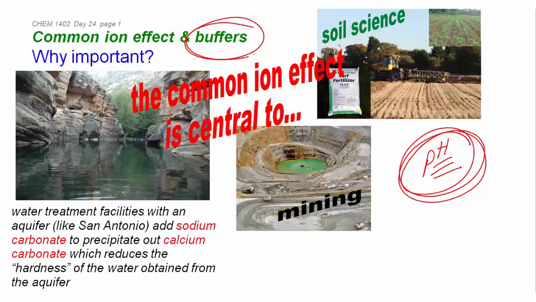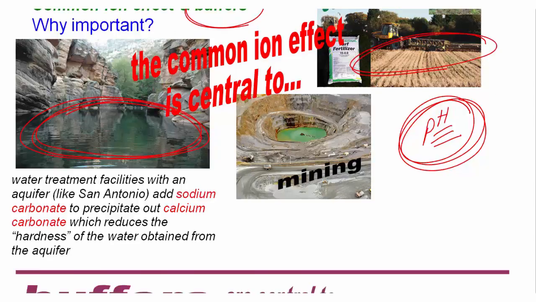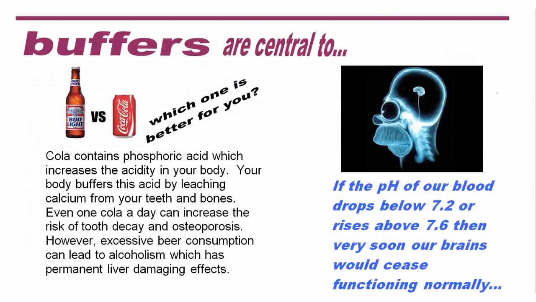It's through the common ion effect that we reduce a lot of the hardness in our water in San Antonio's aquifer. Buffer systems are really important in agriculture. In our own bodies, we have a buffer system. We need to keep our pH in a certain range, otherwise we're going to have trouble.